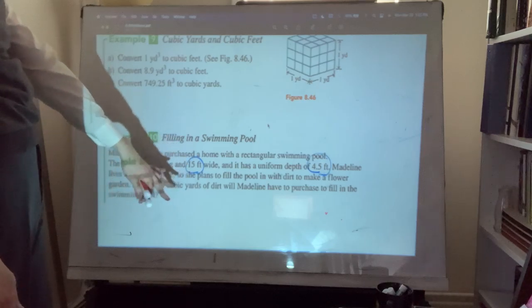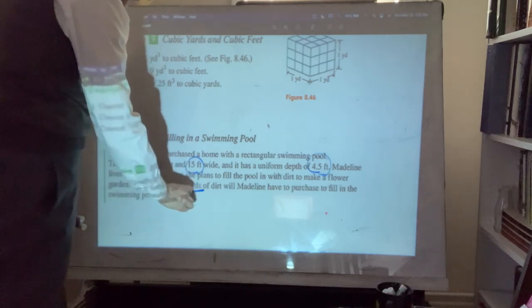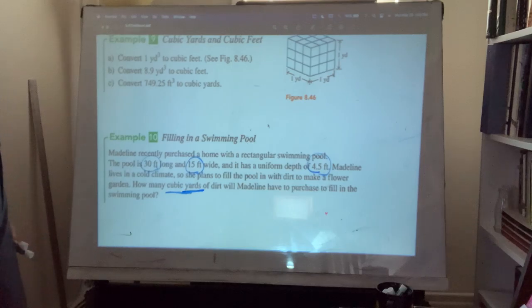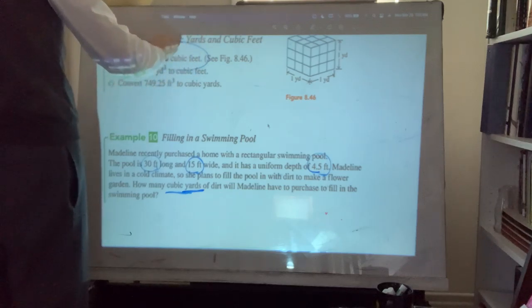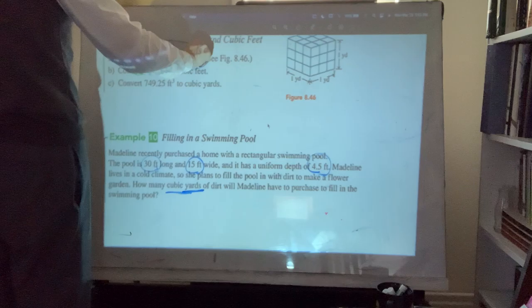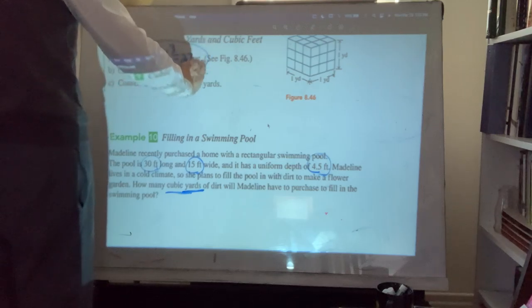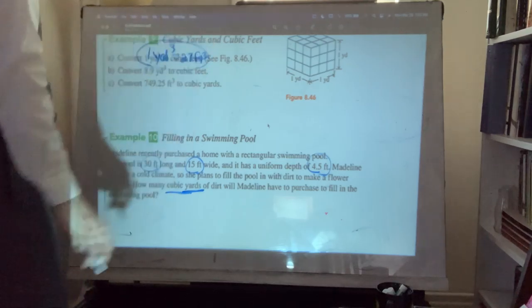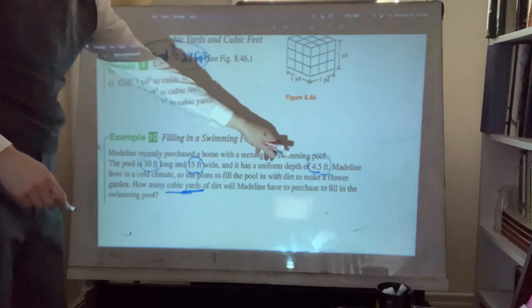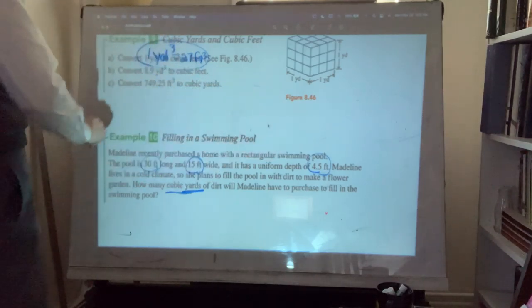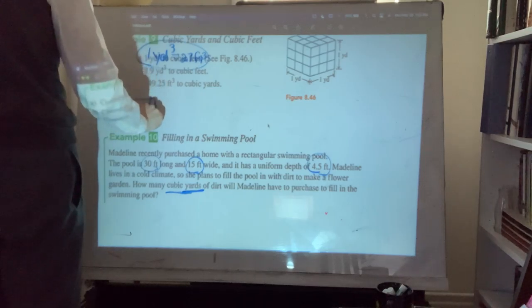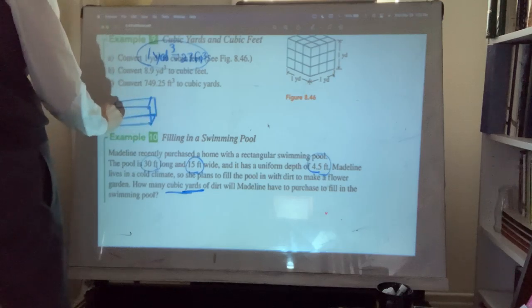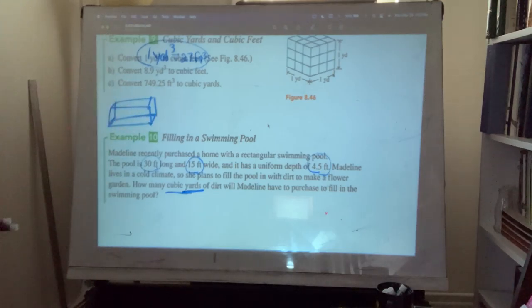Anyhow, let's see. How many cubic yards of dirt will Madeline have to purchase to fill in the swimming pool? We could borrow the conversion factor from before if we need to. 1 yard cubed is 27 feet cubed. Okay. Now let's see. It's a rectangular swimming pool, and it has 3 dimensions, so it's something that looks like this, essentially. To visualize, not a very good drawing, but something like that. Now imagine it filled with dirt instead of water.